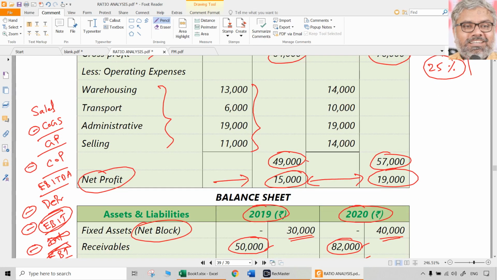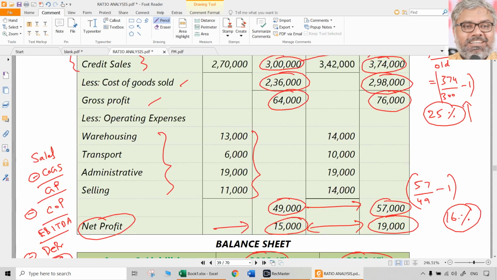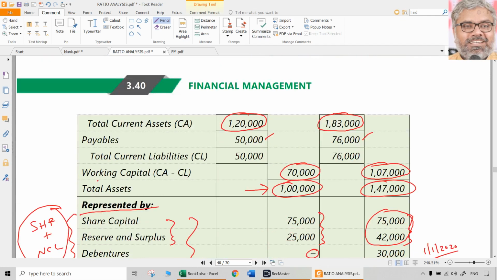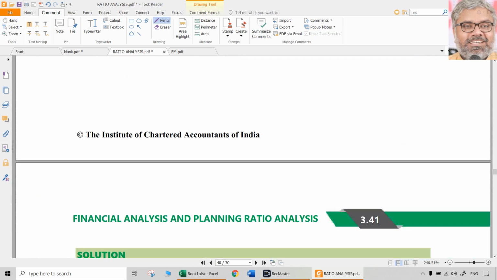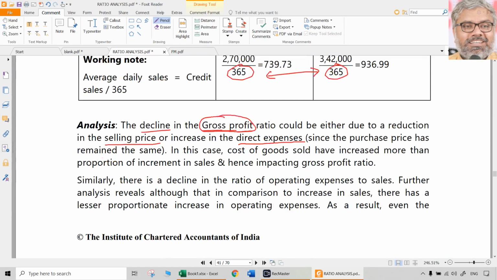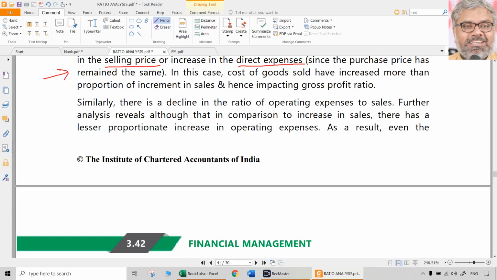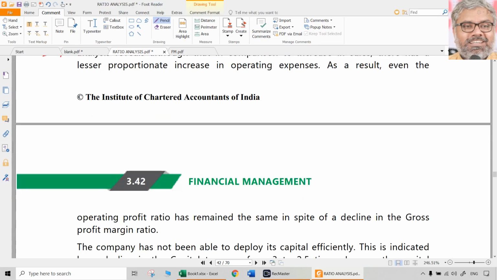What about operating expenses? Operating expenses increased by how much percentage? New by old minus 1 into 100. 57 by 49 minus 1 multiplied with 100, only increased by 16.3%, around 16%. In other words, you can easily conclude sales increased by 25%, but operating expenses did not increase proportionately along with the sales. That is why a good thing happened. What is that good thing? The operating expenses to sales ratio has declined. That is the second interpretation of the ratio. This can be a 10 marks question.